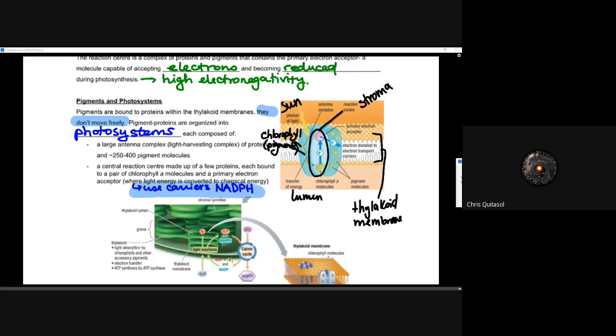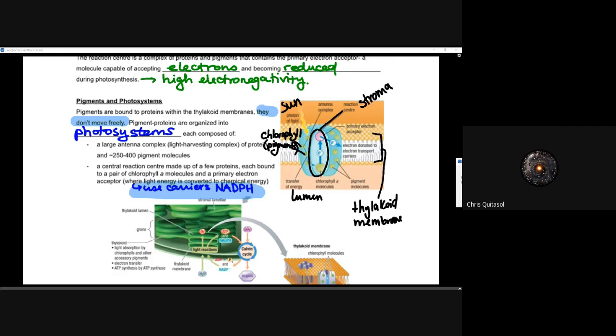NADPH. Now you might be thinking to yourself, huh, animals use something similar to NADPH, NADH, but what are going to be the similarities and differences? We won't really go into too much detail about that. Just recognize that they are so similar in terms of what they actually do and function as electron carriers. But again, the scope of this class doesn't go into the specific details about the subtle differences between them.